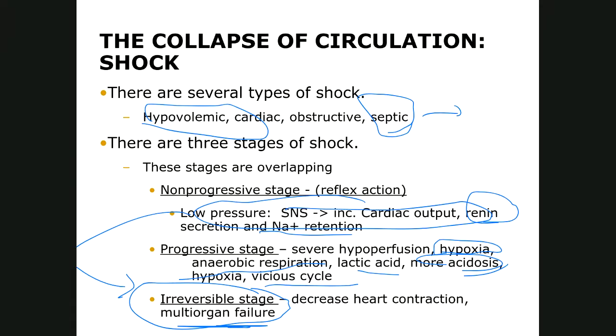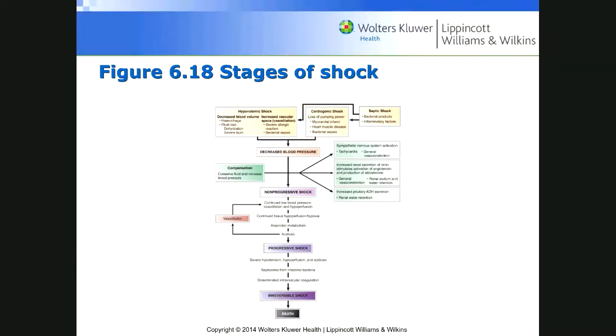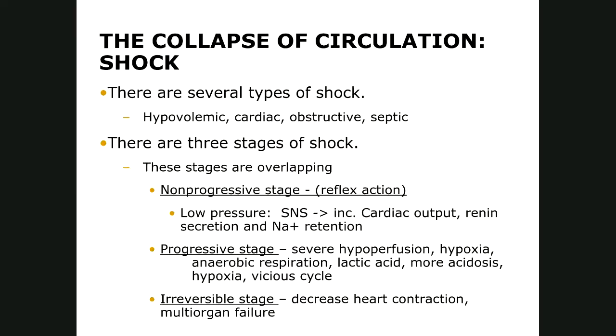All right, so lastly, this slide shows the similar thing that I showed you, which is the different stages of shock. It could be cardiac shock, hypovolemic shock, or septic shock. Don't worry too much about obstructive shock. So it's in 3 stages: non-progressive, progressive, and irreversible. And what happens in the irreversible stage? Multi-organ failure. All right, so that's the conclusion of fluid and hemodynamics.